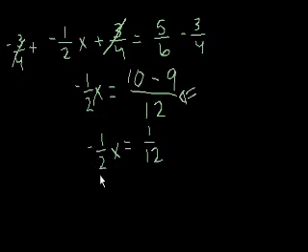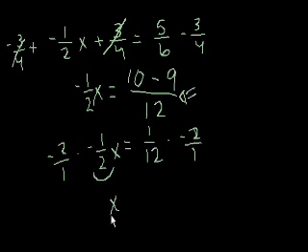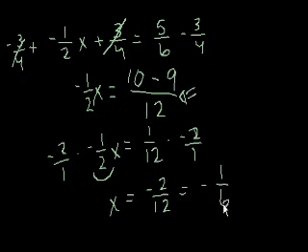Now all we have to do is, well, the coefficient on the x term is minus 1/2, and this is now a level 1 problem. So to solve for x, we just multiply both sides by the reciprocal of minus 1/2, and that's minus 2 over 1 times minus 1/2 x on that side, and then that's times minus 2 over 1 on the other. The left-hand side, and you're used to this by now, simplifies to x. The right-hand side becomes minus 2 over 12, and we could simplify that further to minus 1 over 6.